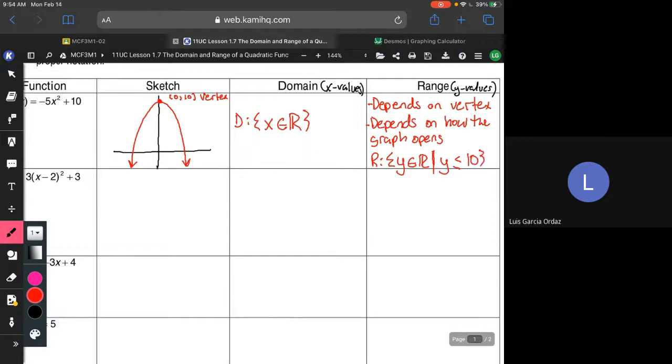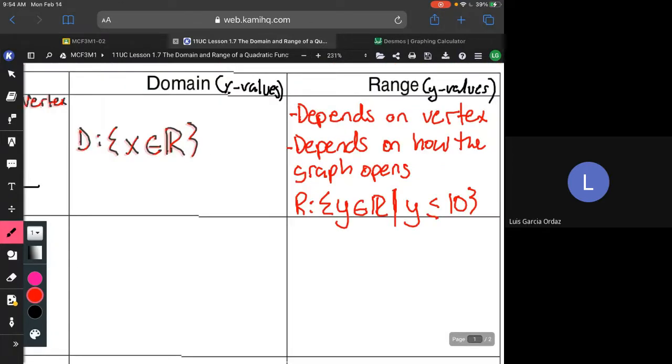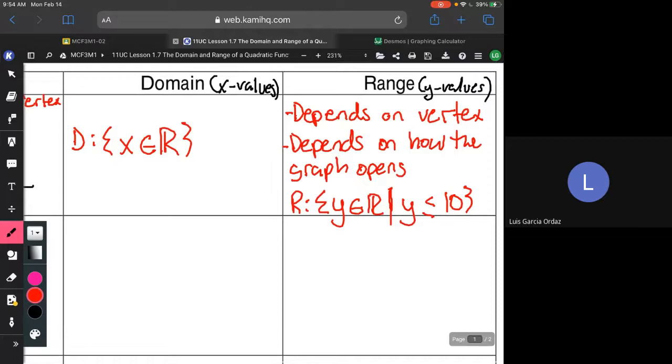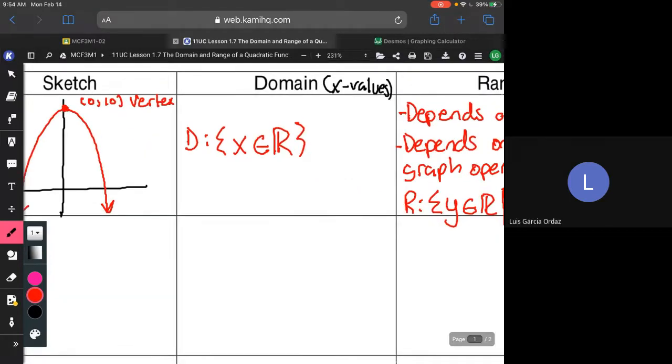I'll zoom in on this. So as you can see here, 10 is my biggest y value, which means everything else is going to be less than 10.